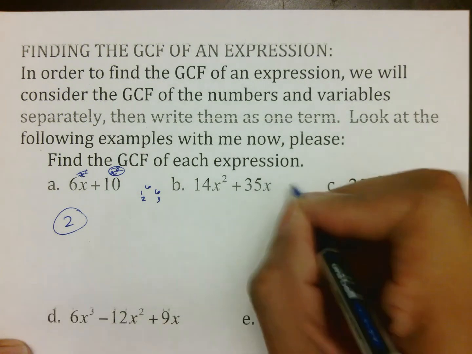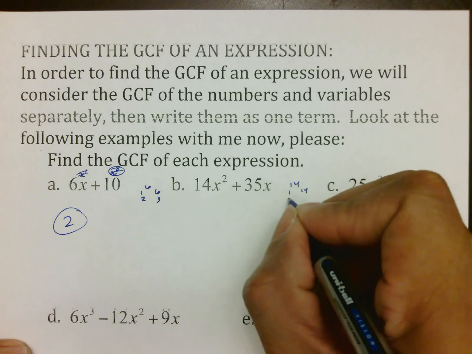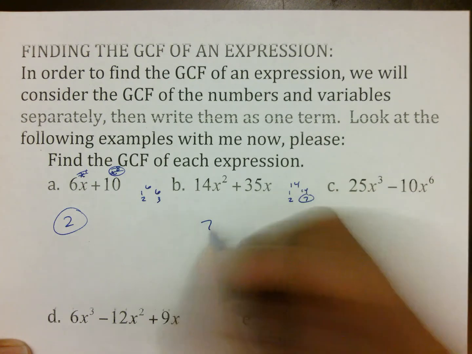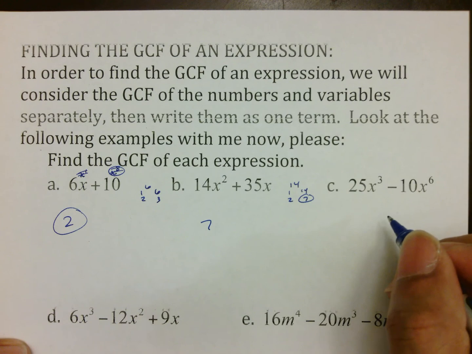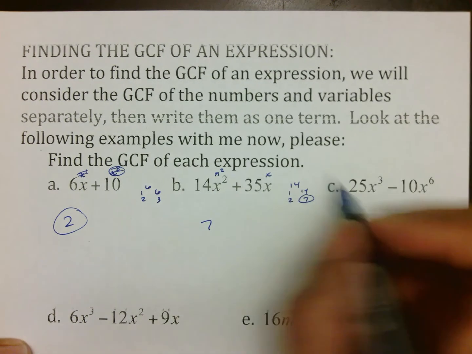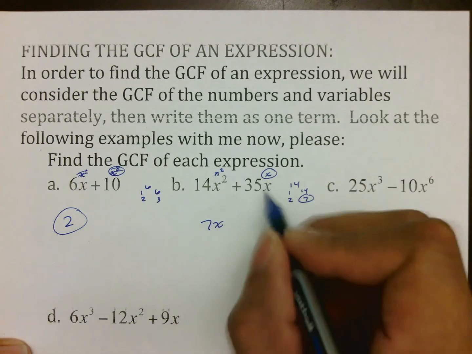Looking at this one, 14. 1 times 14, 2 times 7. 14 doesn't go into 35, but 7 does, so write down your 7. Now in terms of your variable, you've got 2 x's here, 1 x there. How many do they have in common? Well, the answer to that is 1.